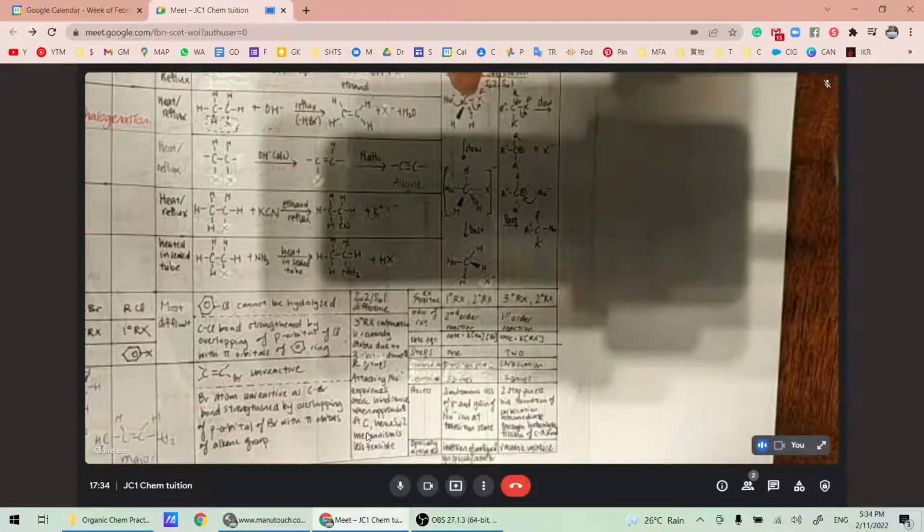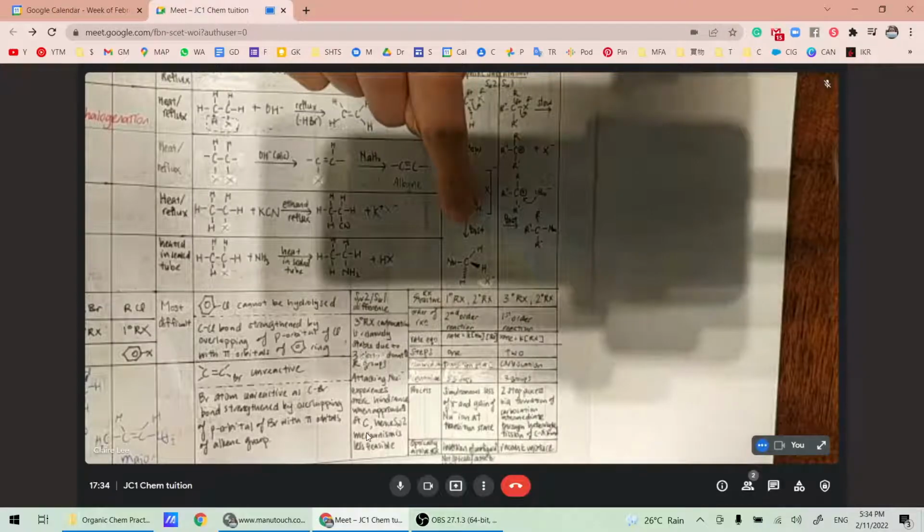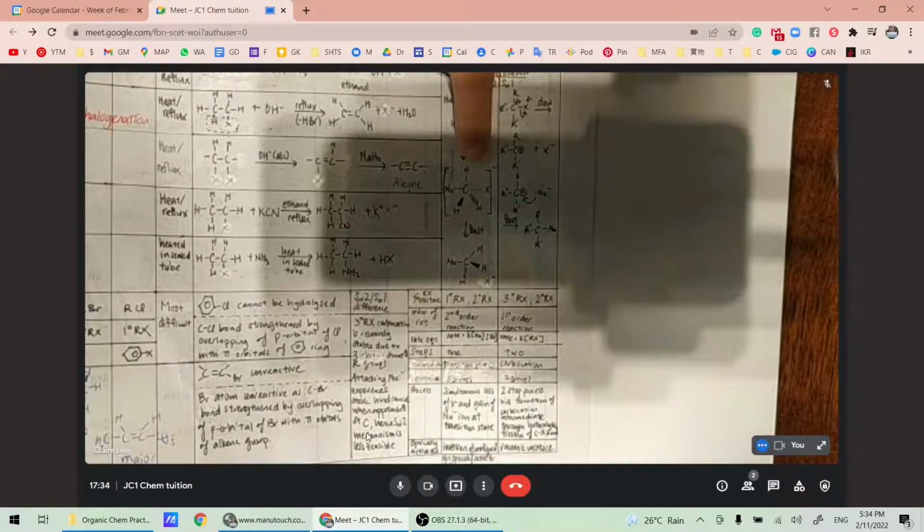So back to my notes. You would notice that whatever I just mentioned is actually in the right side of the table, giving you an explanation on the differences in the mechanism and how they differ. So do take note of the difference.